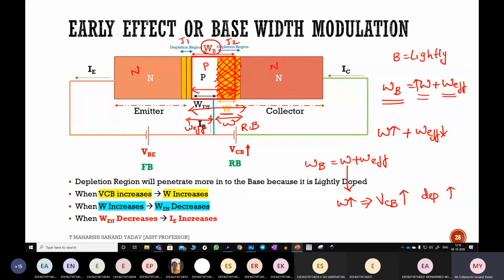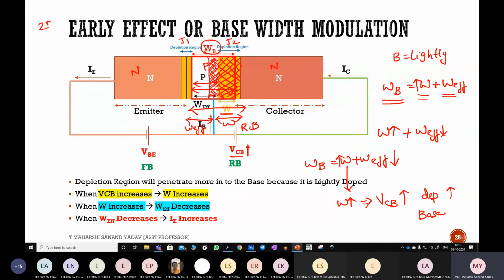So as the depletion region is increasing, it is penetrating more into the base. That's why this W will increase because of VCB. So if W is increasing, obviously the effective width will decrease. This is the portion of W effective. Now suppose I further increase, it is trying to occupy this portion again. So simply depending upon VCB, this depletion part changes. This is called the early effect.